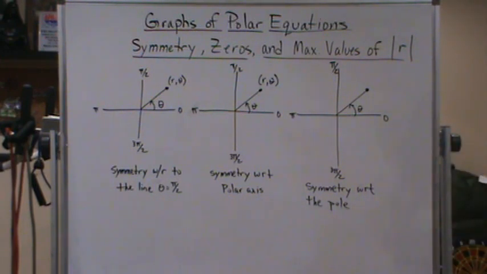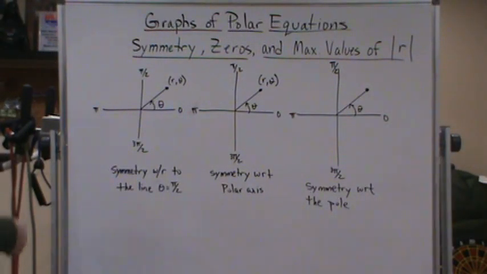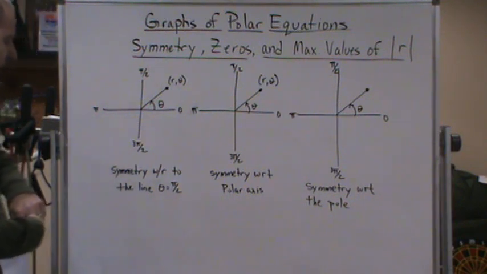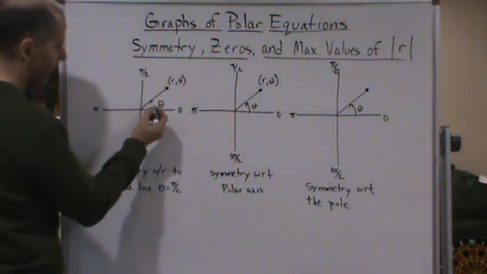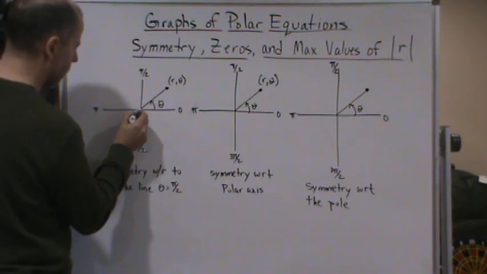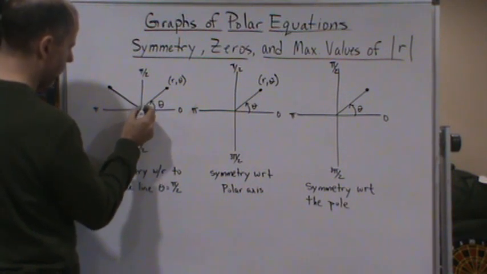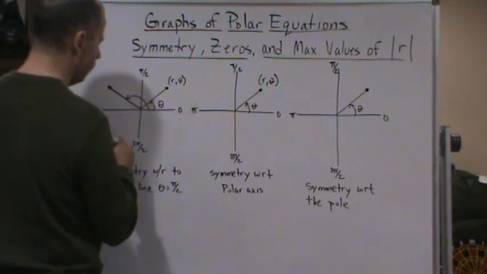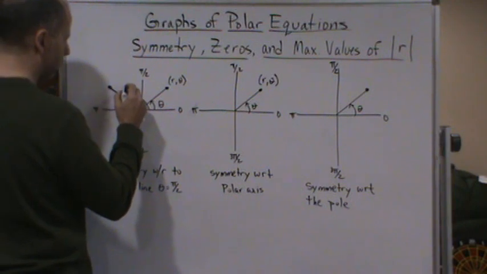Okay, so let's talk about the different types of symmetry when we're dealing with polar forms, polar equations. Okay, first of all, the first symmetry is with respect to the line pi over 2, which means that if there's symmetry, then there's going to be a corresponding point over on this side that goes to, excuse me, pi minus theta. So this would be pi minus theta.